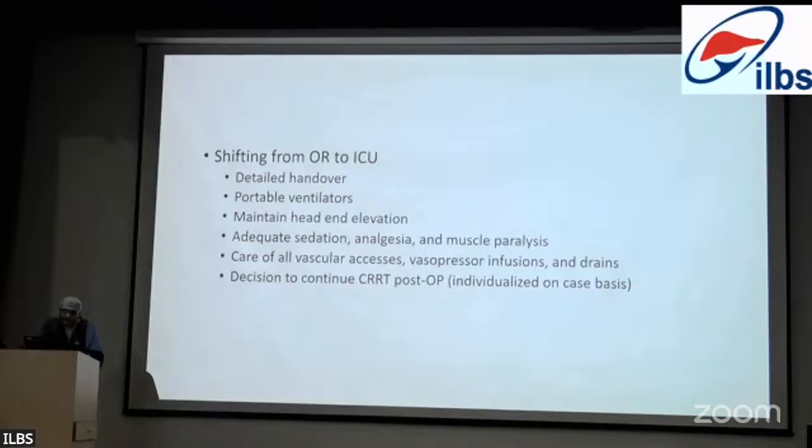And the decision to continue CRRT depends on the individual case, especially in patients who are severely sick, especially with marginal grafts and low GRWR.